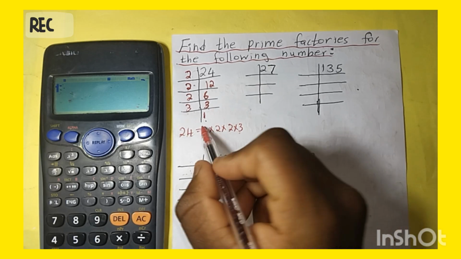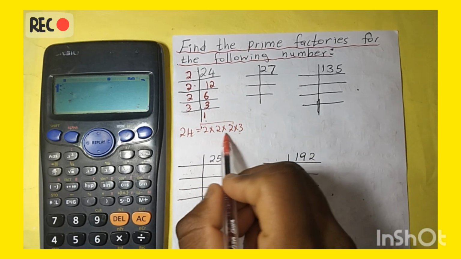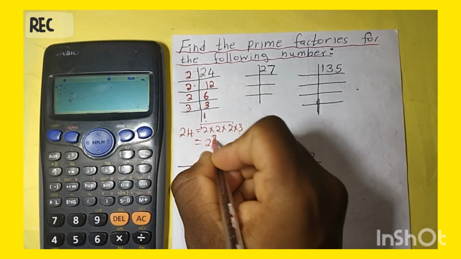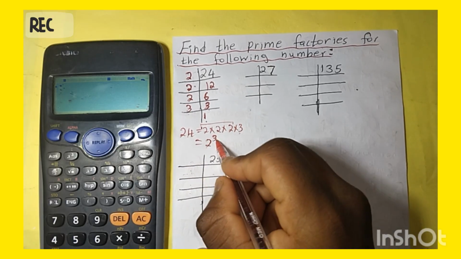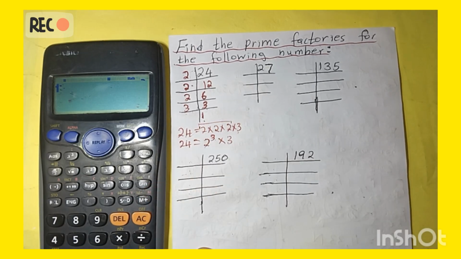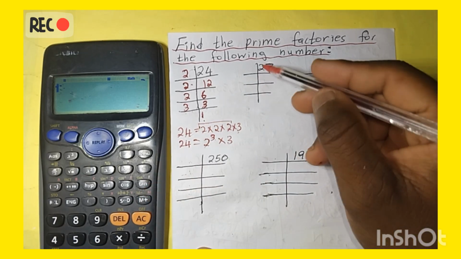And now remember, guys, we got three 2's. It means that it will be 2 to the exponent 3, multiplied by 3. Do you see?